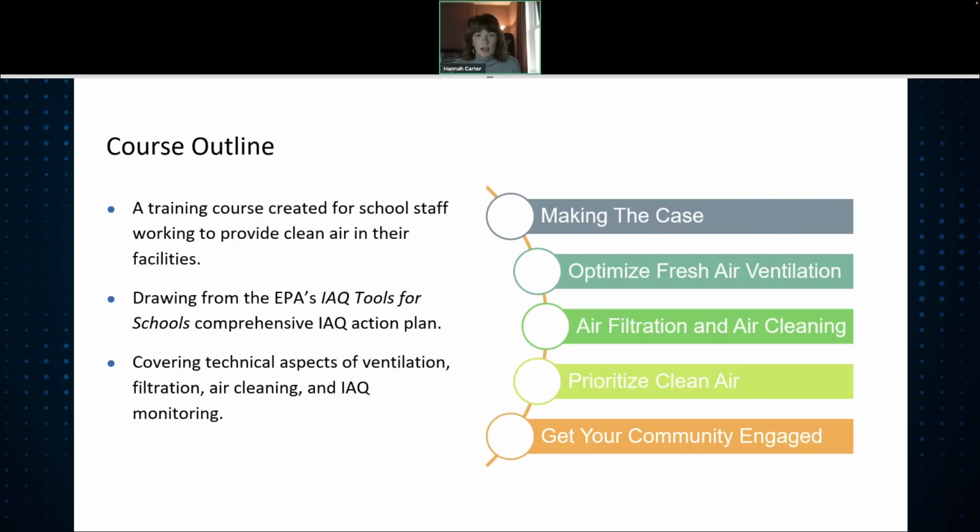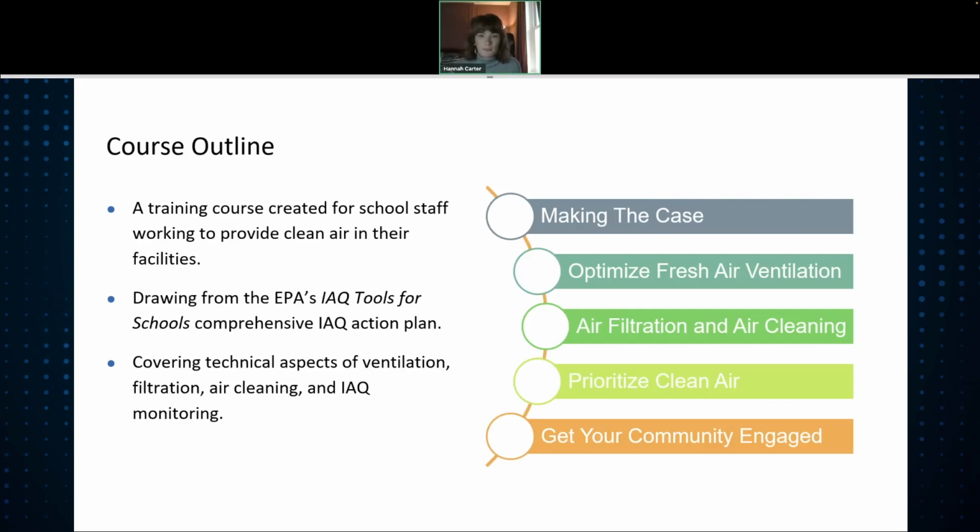Next slide. As a quick glimpse of how this course is laid out, it starts with how to make the case, explaining why clean air in schools is important, with a lot of the background information that Joe provided, and it also largely follows EPA's IAQ Tools for Schools framework that Sheila mentioned earlier. Then the course goes through technical aspects of ventilation, filtration, air cleaning, and indoor air quality monitoring. And it ends with pointing out where, when, and how to prioritize clean air in school buildings and some tips on how to engage your school community.